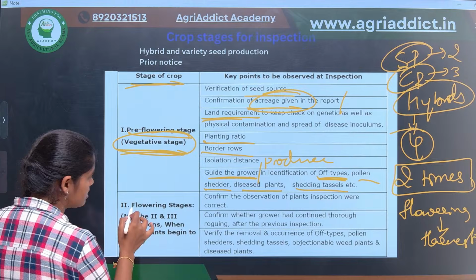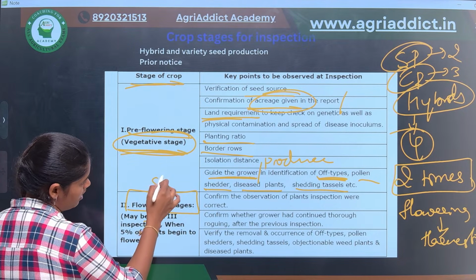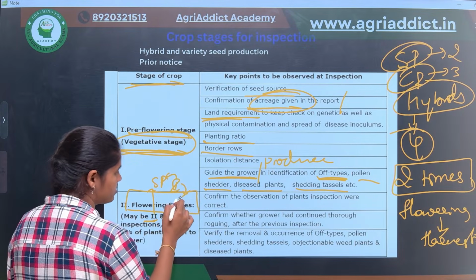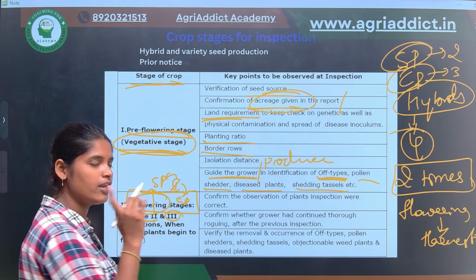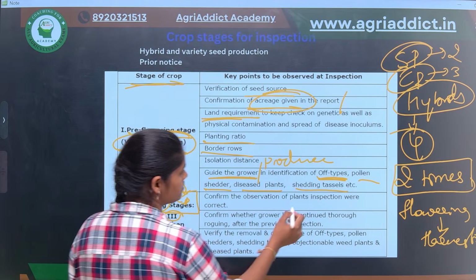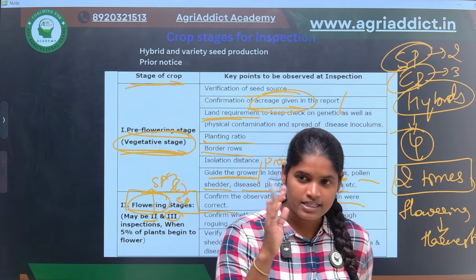But if it is at flowering stage, this may be second for self pollinated, or this may be first for self pollinated, sometimes cross pollinated. Okay, just remember at flowering, it is a very critical field inspection stage. They'll confirm the observations. Okay, they just see if it is their second inspection.